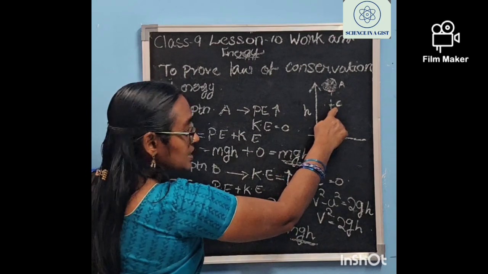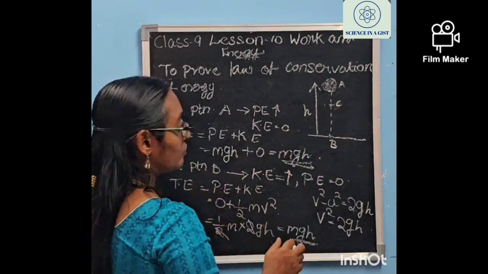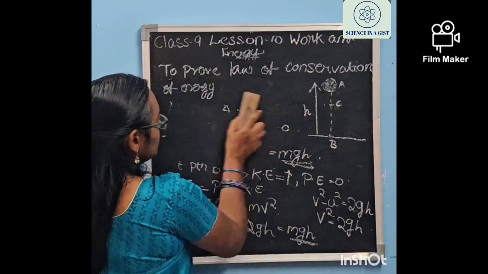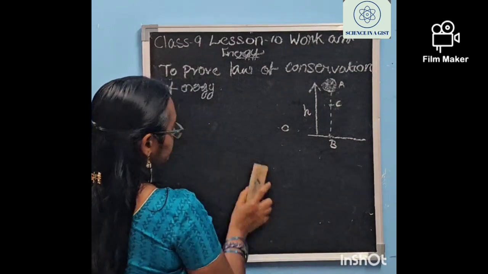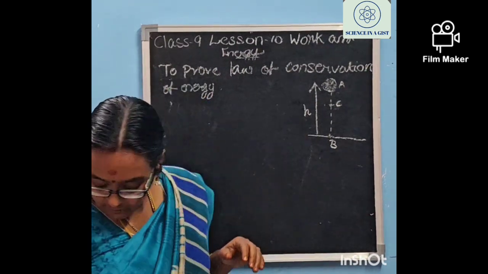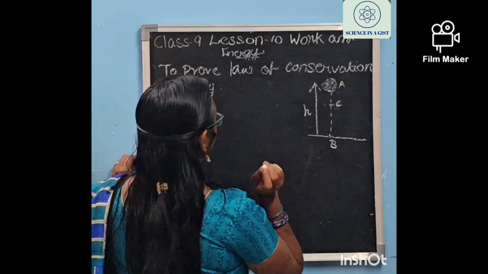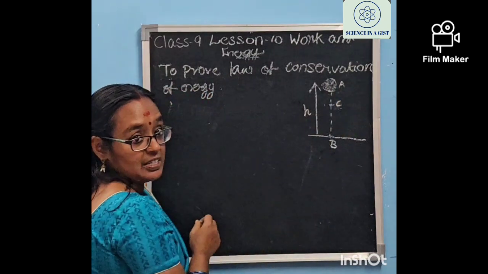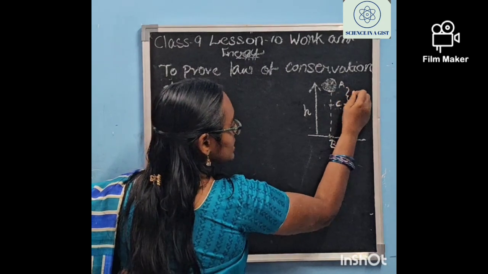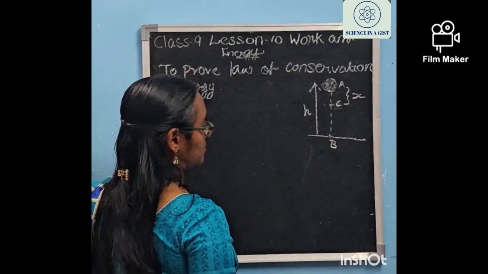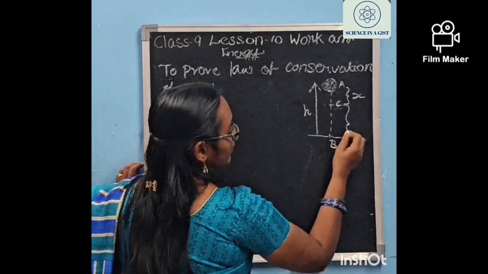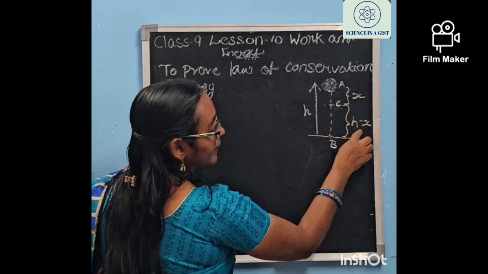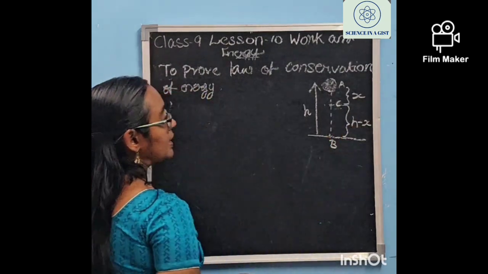Now we have to see what is the total energy of the object at point C. At point C, consider that the object has moved a little distance. So this is x, the distance moved by the object. So what will this be? This will be h minus x, isn't it? Total is h and the distance moved is x. So this is h minus x. So these are the values.